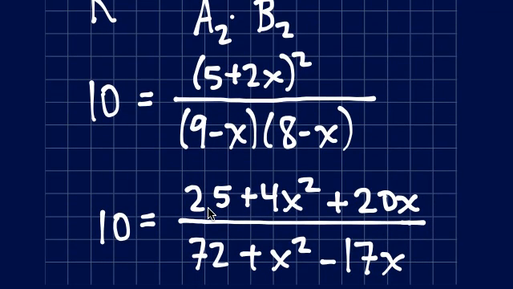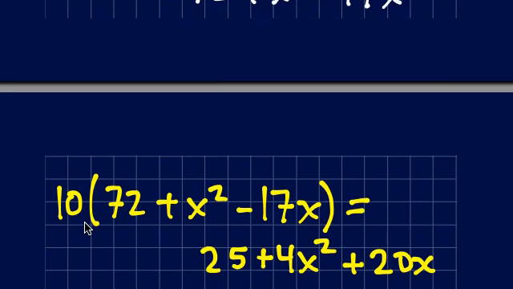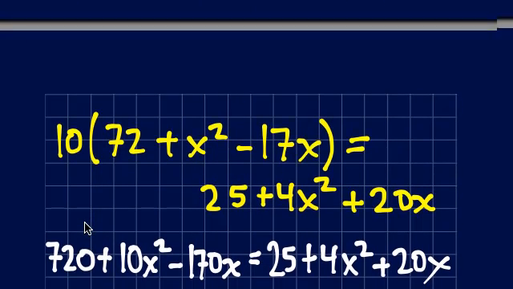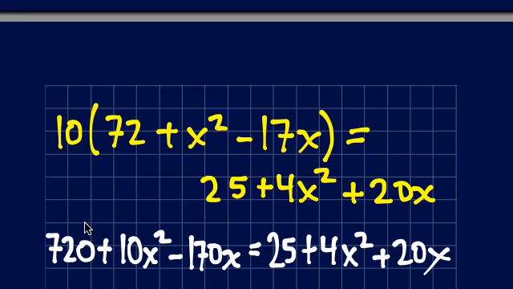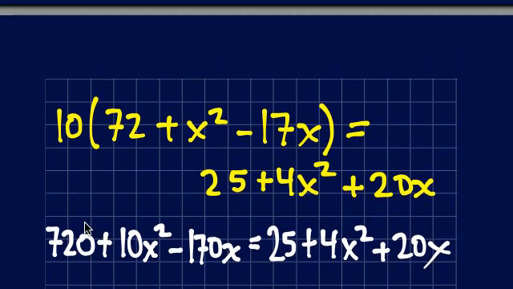First, outer, inner, last, from math, you know that? Remember that? Anyways, now I'm getting a little bit scared. This is what's called a quadratic. To help solve for it, I'll multiply both sides times this denominator to bring it over to the 10 side. Distribute the 10 into the parentheses, and I get 720 plus 10x minus 170x.